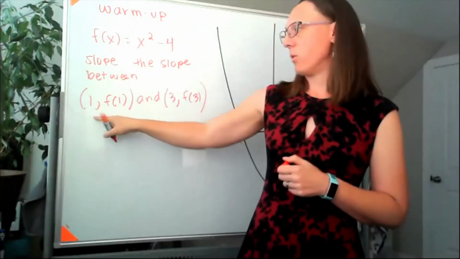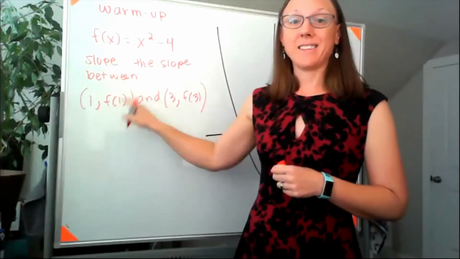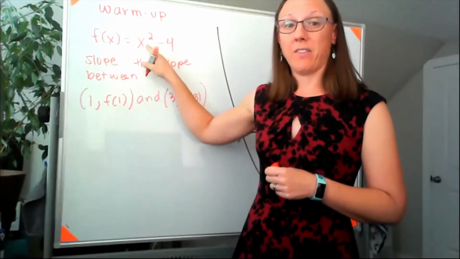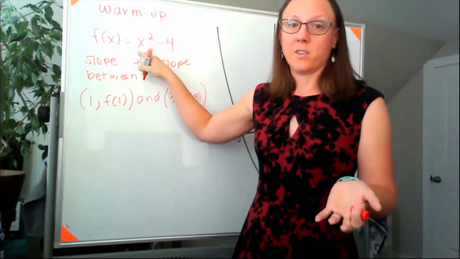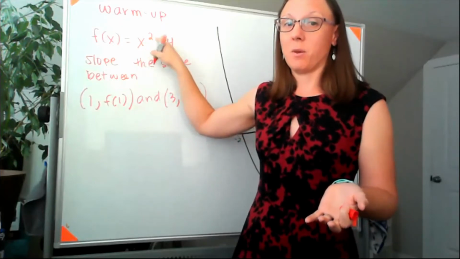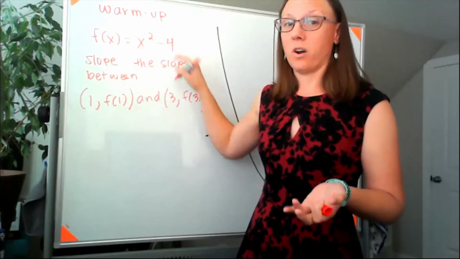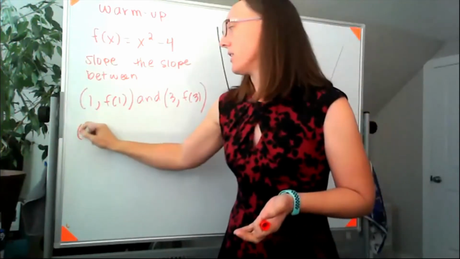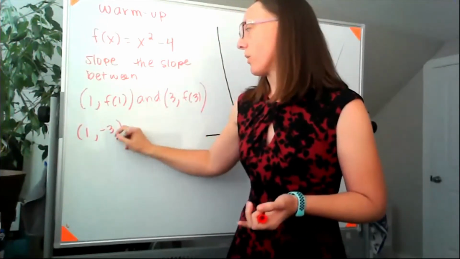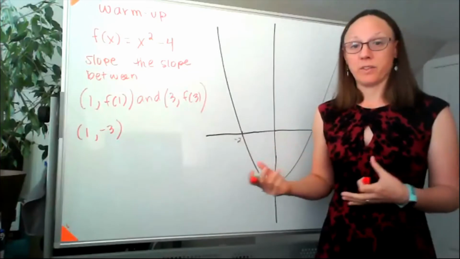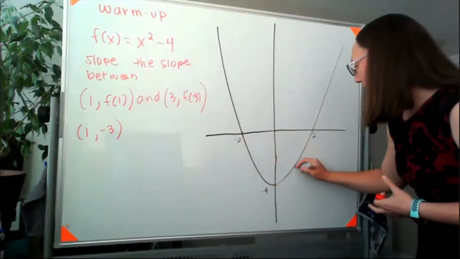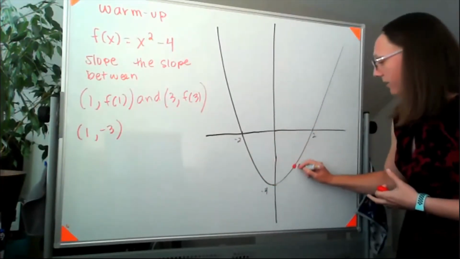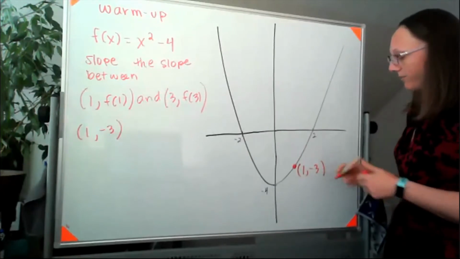Well, in terms of 1 and f of 1, this notation f of 1 says plug in the 1 where we have an x. So 1 squared is going to be 1, minus 4 is going to give me negative 3. So 1 comma negative 3 is that first point that I want to label. So here's 1, we'll call that down here, 1 comma negative 3.